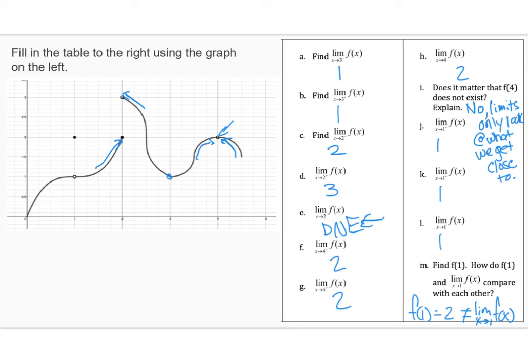And then at 1, even though this point is identified up here, and I like that I just covered that up with blue stuff, even though we have this point up here at the point 1, 2, the limit here is what our graph is approaching on both sides, which is 1. And then for m, how do f of 1 and the limit of f of x as x approaches 1 compare? Well, f of 1 is 2. That's where the point is. The limit is 1. Those are not the same thing. Those are not equal.